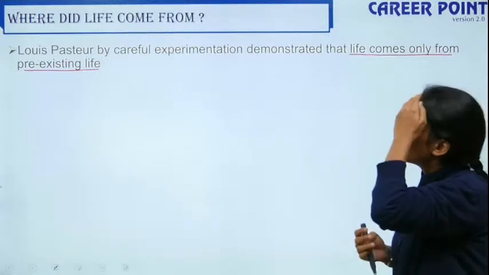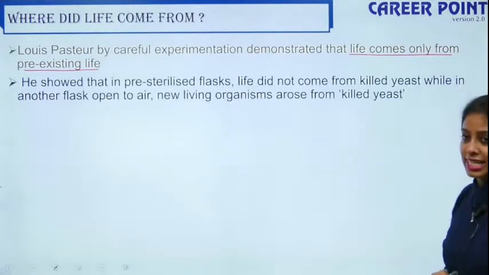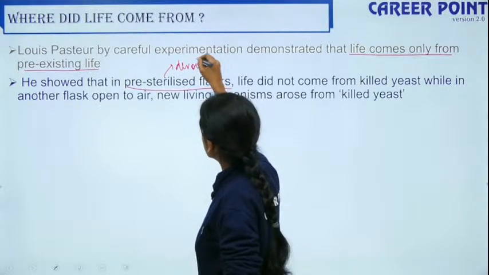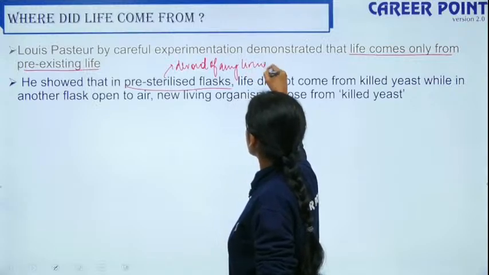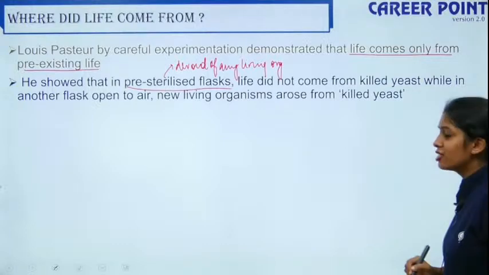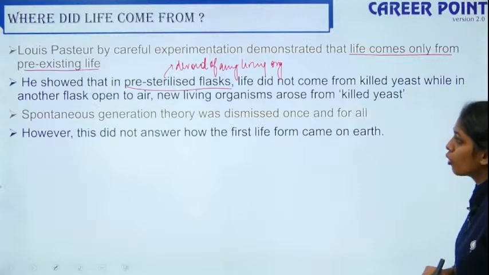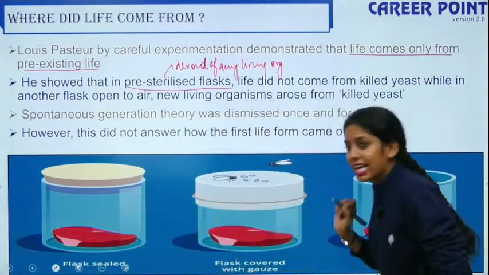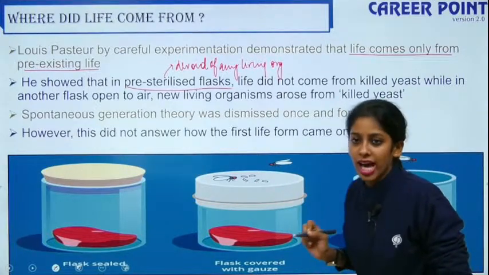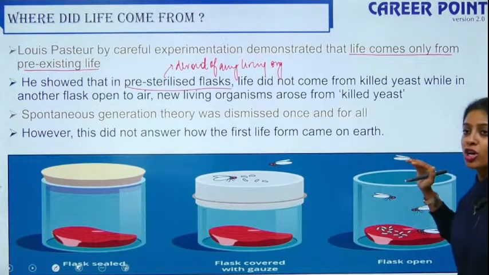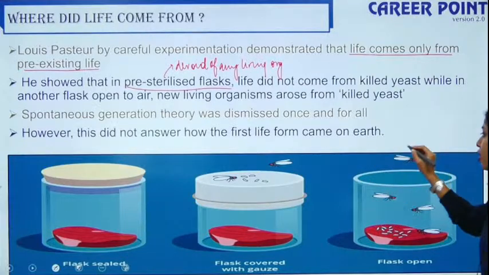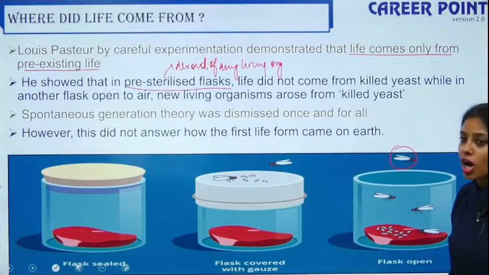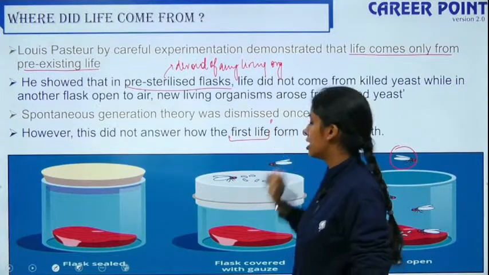Yes, so the theory that Louis Pasteur suggested was that life came from pre-existing life. He showed that a pre-sterilized flask, when completely sterilized, is devoid of any living organism. Life did not come from killed yeast in a sterilized flask, while in another flask open to air, new living organisms appeared. So when you have a sterilized flask, there was no life because there was no pre-existing life, right? When he had killed yeast in a sterilized flask, even then there was no living organism. But when he left it open, it came in contact with air which had living organisms, and then new life came into picture. Thus the spontaneous generation theory was once and for all dismissed. Okay, but however this does not answer the question of how the first life came on earth. So that was still a mystery.